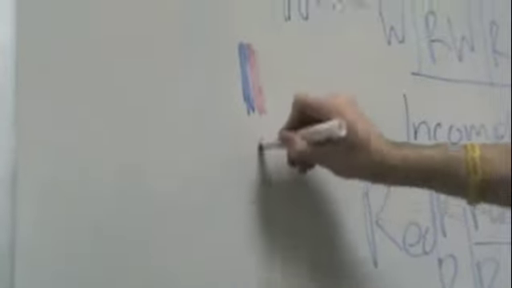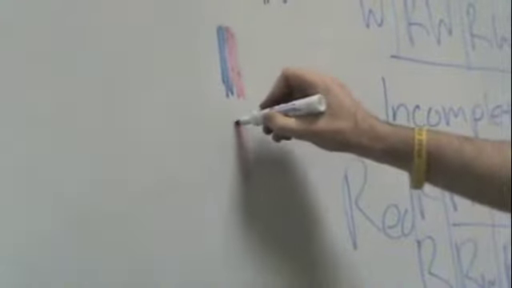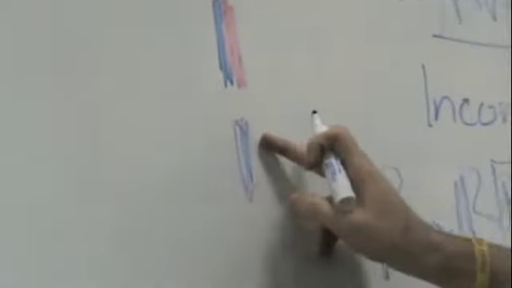However, if it's incomplete dominance, we get a bar of color that is red mixed in with blue, and it doesn't work. But imagine that's purple. See? The blue doesn't completely cover the red. Some of the red shines through, which makes it incomplete dominance.